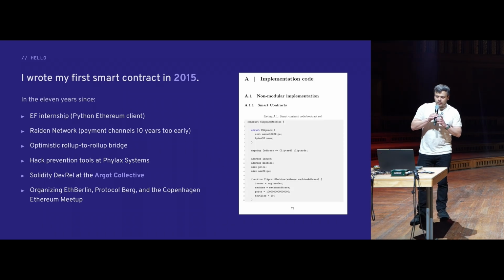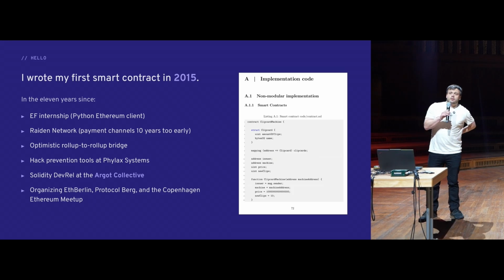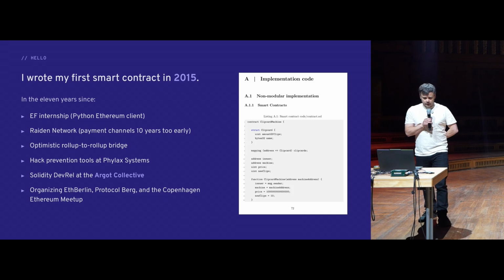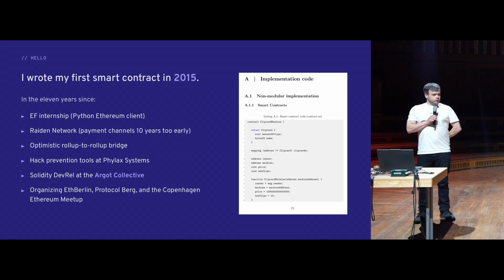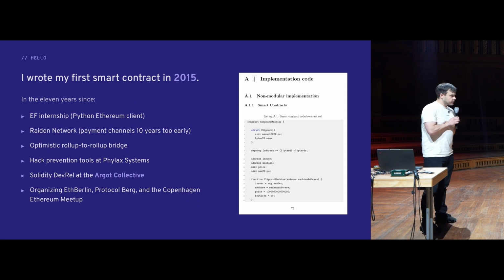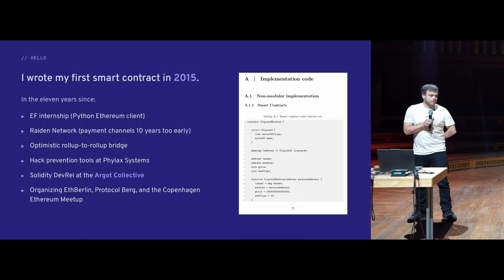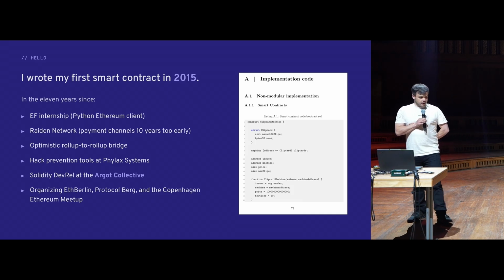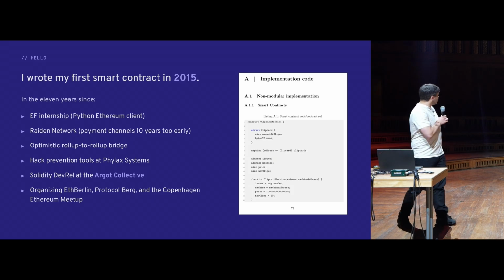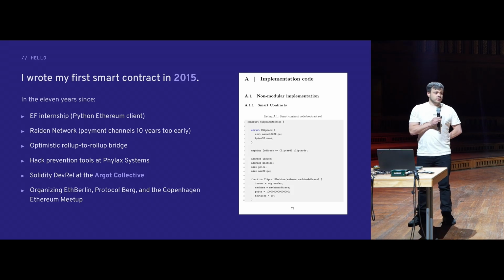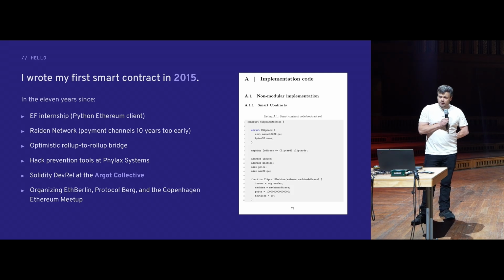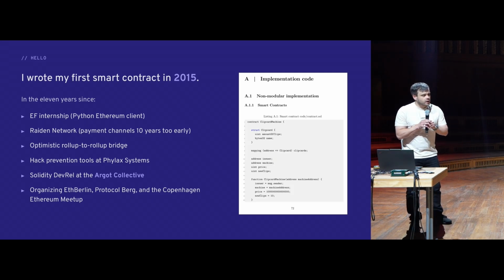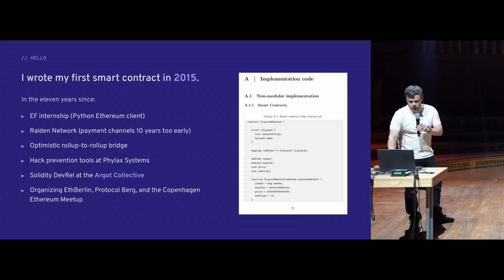Okay, so I wrote my first smart contract in 2015, which has been a while. Back then there was absolutely no tooling or anything to help you out, so it was pretty raw. This is a snippet from my bachelor thesis about Ethereum, and some of it looks pretty similar, but also a lot has changed. After that, I did a bunch of stuff, and I'm now doing DevRel for the Solidity language.